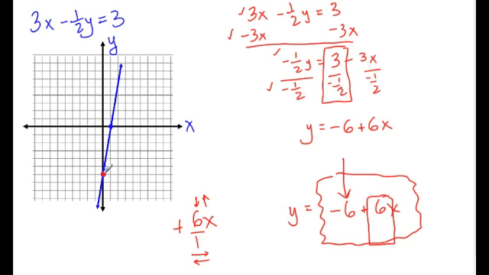I'm starting down here. Remember, I start at this point, and then from there I go up or down the top number. Am I going up or down? Well, that's easy. I'm going up because it's positive. 1, 2, 3, 4, 5, 6. Where do I go from there? I go right 1.